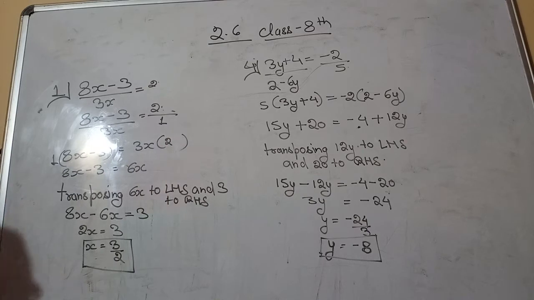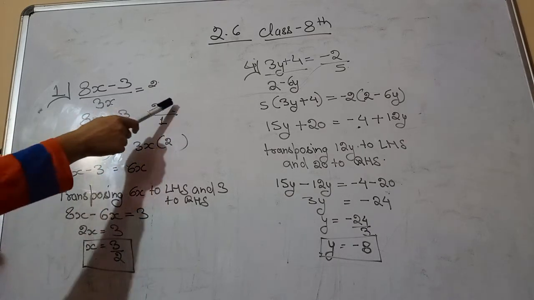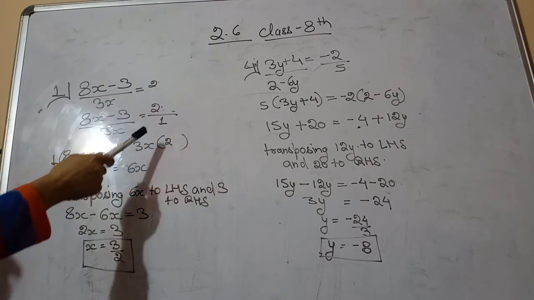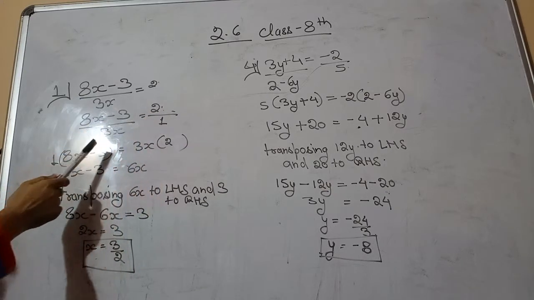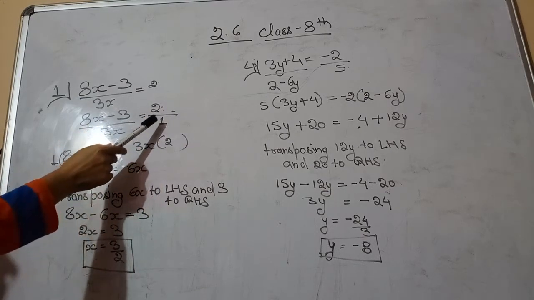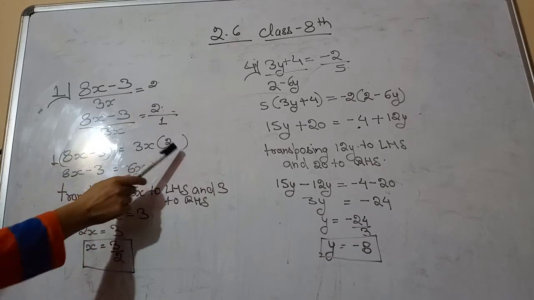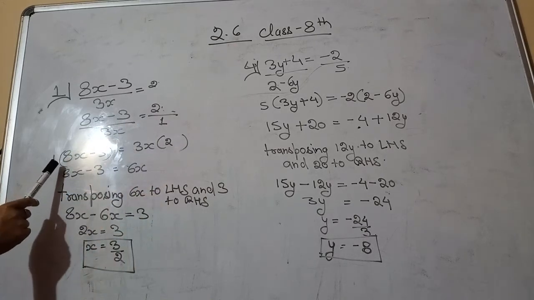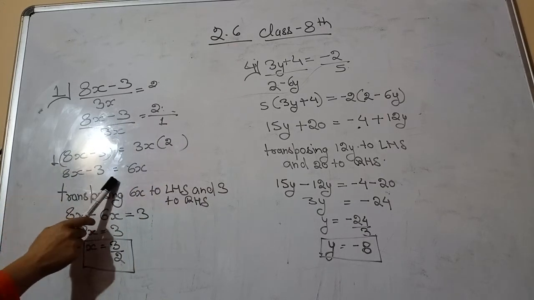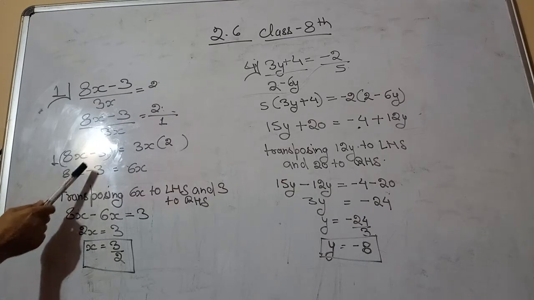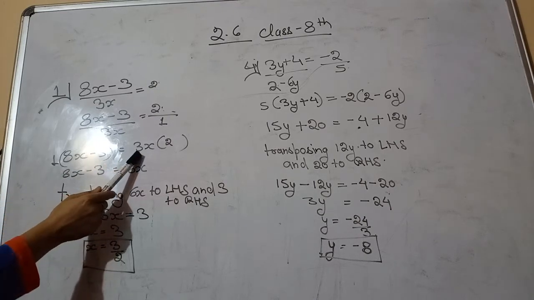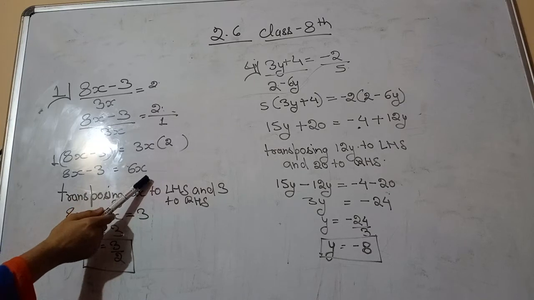Okay, now here also fractional form, here also fractional form. What we have to do next is cross multiply the terms: (8x minus 3) multiplied by 1 and 3x multiplied by 2. Now when we multiply anything with 1, we get the same number as the result. So here it is 8x minus 3. Now 3 multiplied by 2 is 6, and x as it is.